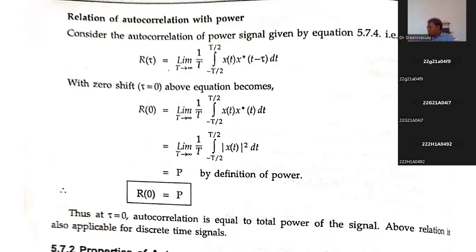Now, how to calculate power? The only difference is that for energy, we consider the total interval from minus infinity to plus infinity. Power means we consider a periodic signal. The formula and everything else is the same. So you can write limit T tends to infinity of 1 by T, the interval from minus T by 2 to plus T by 2, x of t as usual the same, another one delayed and complex conjugated. Then if you substitute tau equal to 0, you see the formula limit T tends to infinity 1 by T integral from minus T by 2 to plus T by 2 of x of t times the complex conjugate of x of t dt, which is magnitude of x of t whole square.